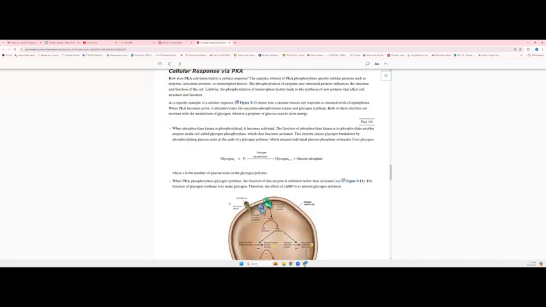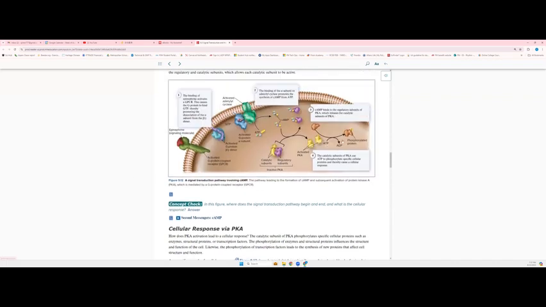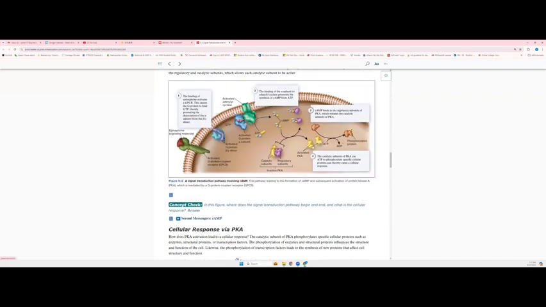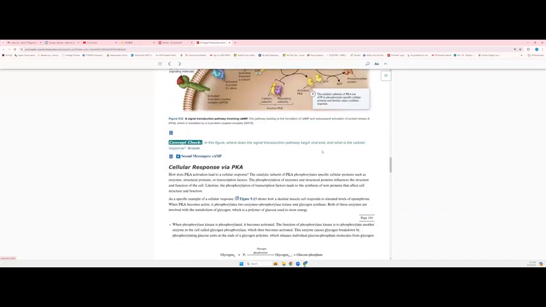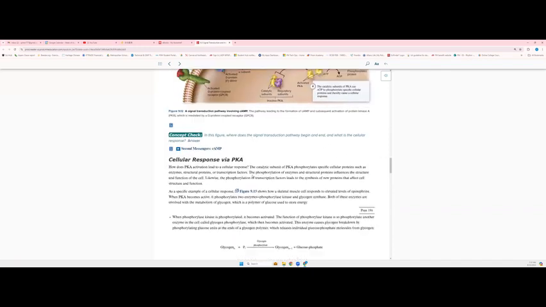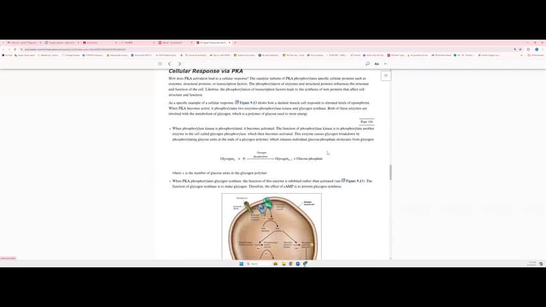Okay, so let's see. We're gonna talk about a specific example, right? Like we said, PKA catalyzes, stimulates the phosphorylation of the protein and then further cell response. So we're gonna use an example to talk about this step in further detail. So look at this figure. It describes how skeletal muscle cells respond to a higher level of epinephrine.